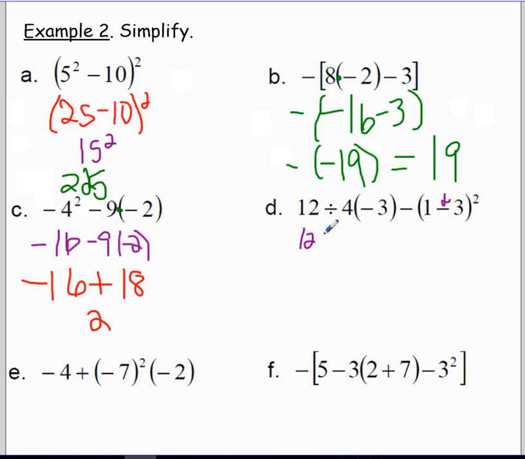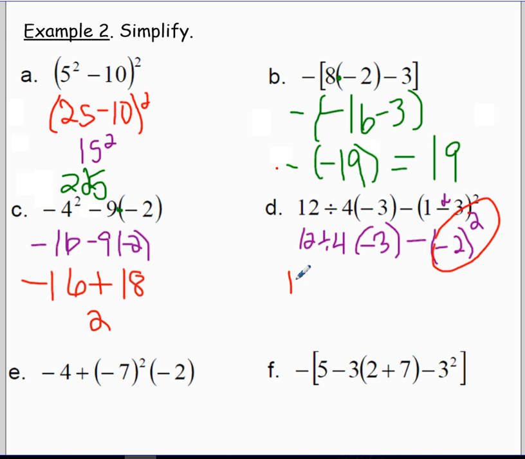12 divided by 4 times negative 3 minus, and then inside parentheses, 1 minus 3 would give us negative 2 squared. So now we're done with what's inside of parentheses. We'll move to our exponents. We're still dealing with the back here.